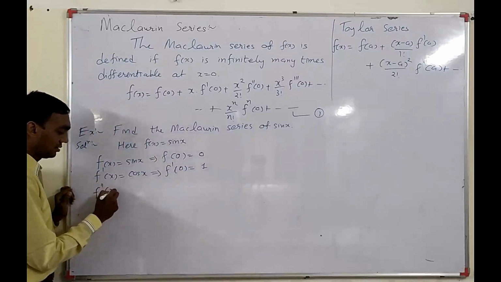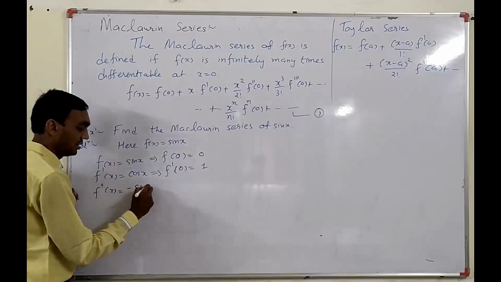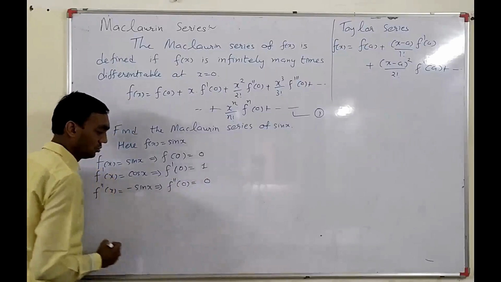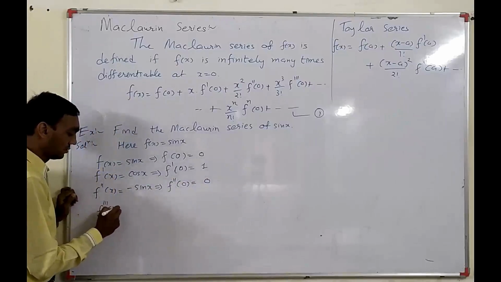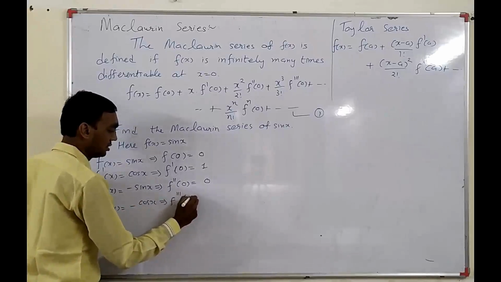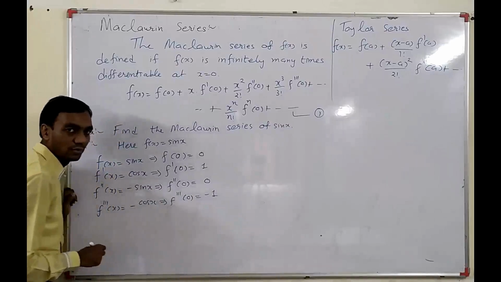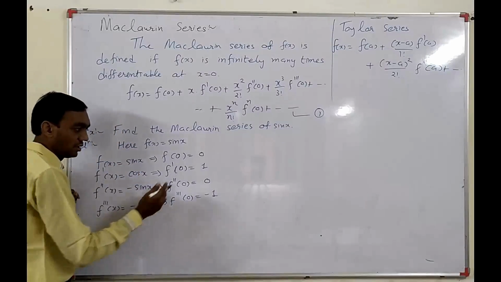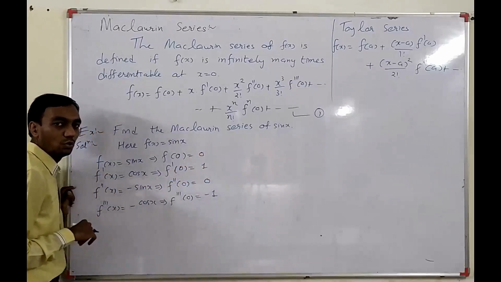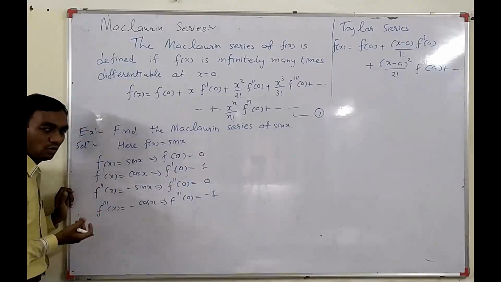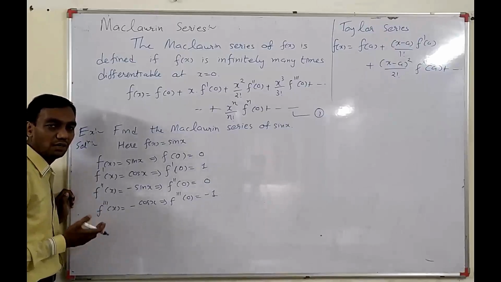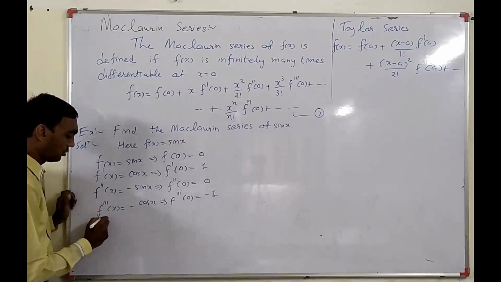Then f''(x) = -sin x, so f''(0) = 0. Then f'''(x) = -cos x, and therefore f'''(0) = -1. We have found three derivatives, but here we have only 2 non-zero values. We at least require 3, and if the differentiation is not typical, we may need to find 4 non-zero terms. So I am going to continue.